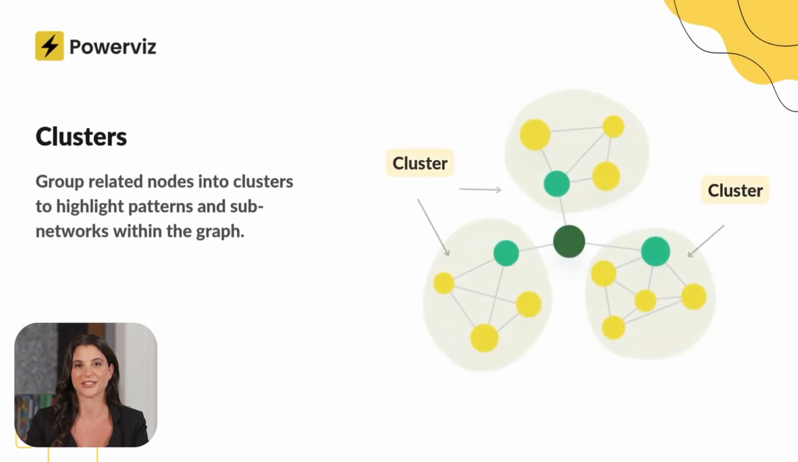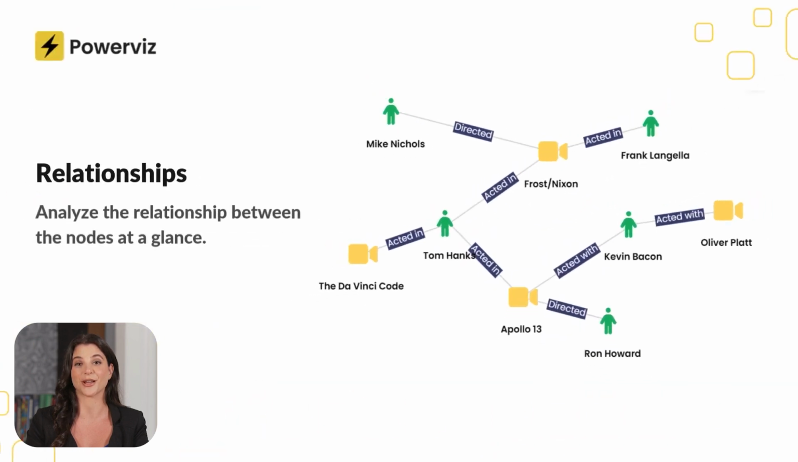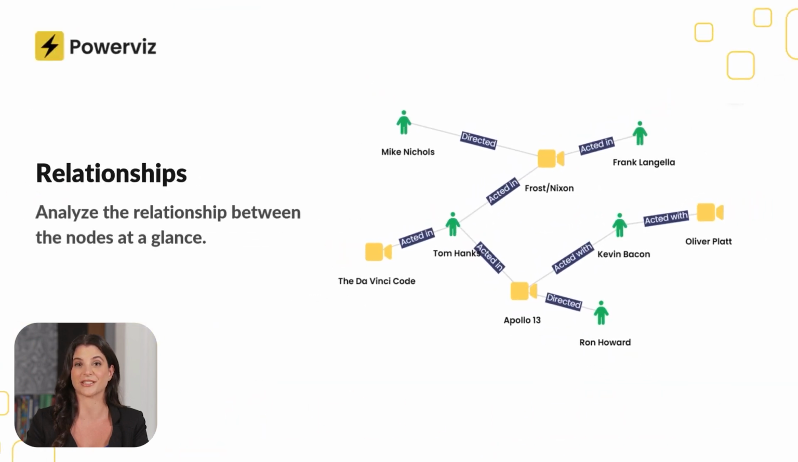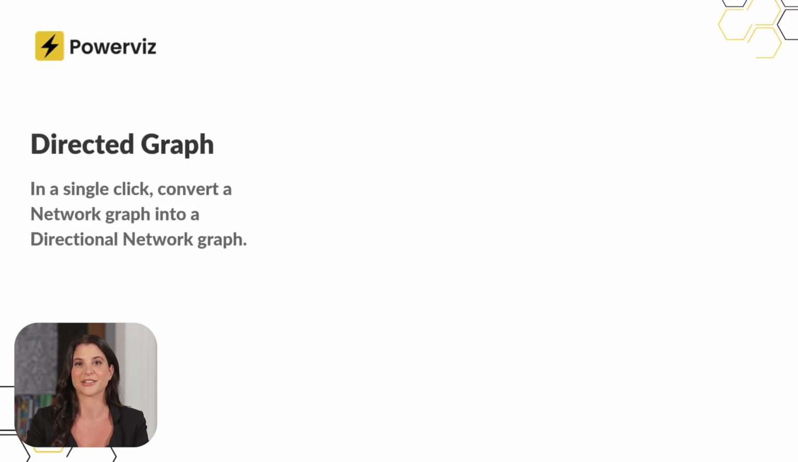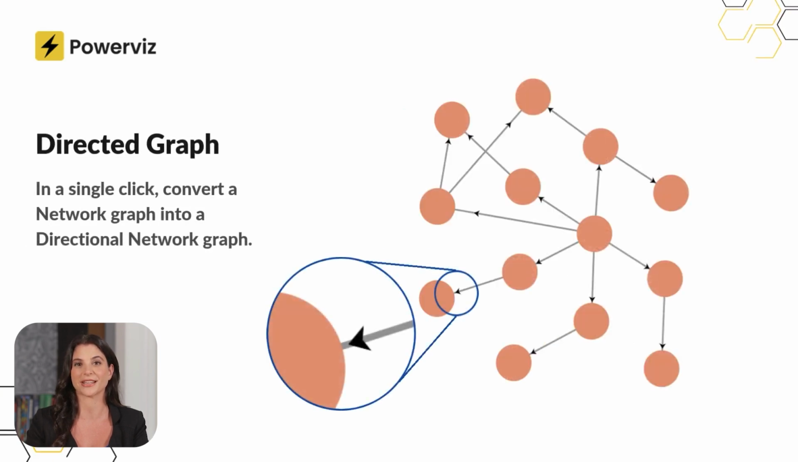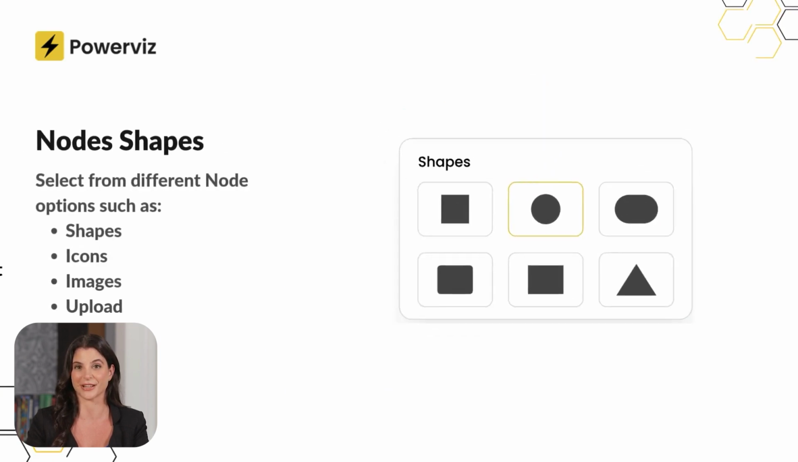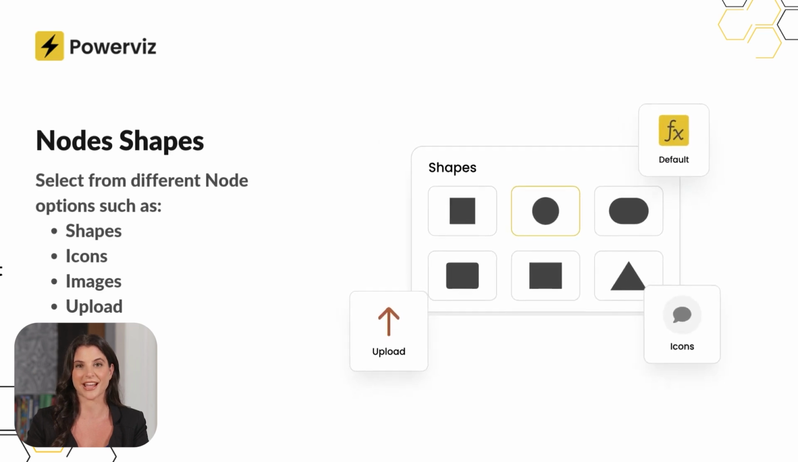Group related nodes into smart clusters to highlight structure and patterns. With a single click, you can also emphasize the relationships between nodes, bringing hidden connections to the surface. Add directional arrows to show flow and influence in your network. Customize node shapes with built-in icons or even upload your own for a personalized, meaningful visual.